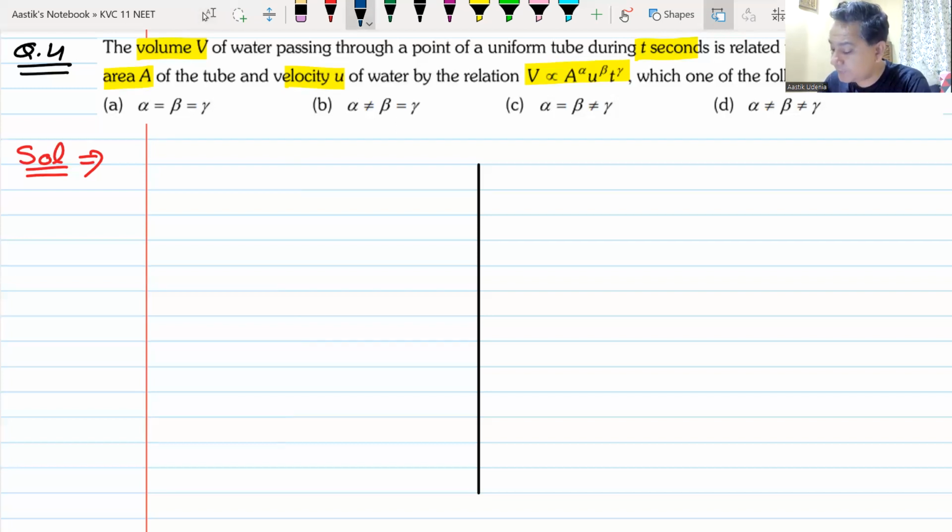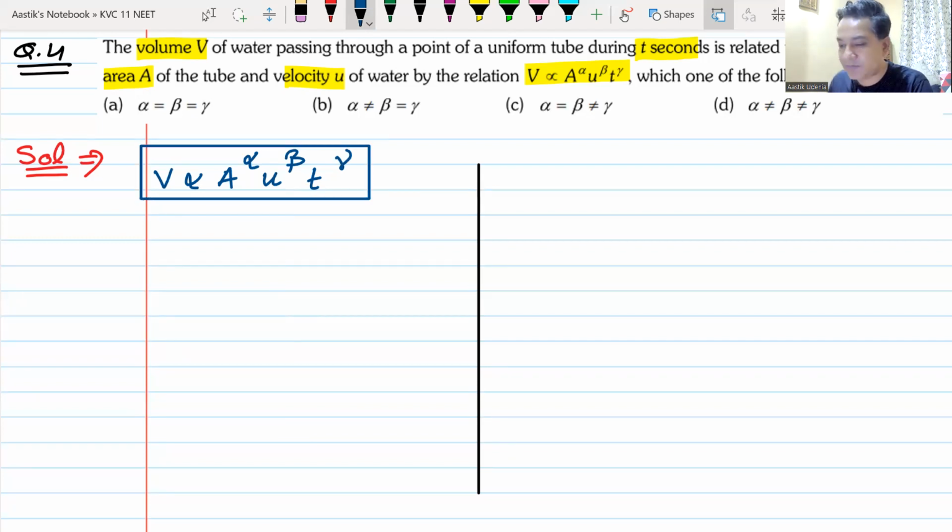So what I'm going to write, they have written proportional to, so let us use the proportionality sign. V is proportional to A raised to the power alpha, U raised to the power beta, T raised to the power gamma. I have to find out the value of alpha, beta, and gamma. Let's see how I go about it. Step number 1 is clear to you? Step number 1 is given in the question itself, so it must be clear.